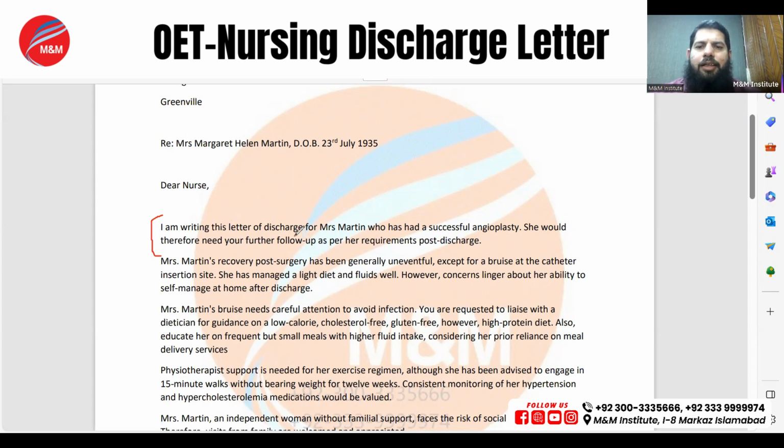This first line till this point is a convention. It can be written the other way around, like Mr. Martin, who has undergone a successful angioplasty and now requires your follow-up treatment. That is also fine. These are conventional lines as long as you have clearly mentioned the reason for writing. In this introduction, it is quite clear that the patient had a successful angioplasty, number one, and secondly, she needs the follow-up. So your reason for writing is quite clear if you read the first line.